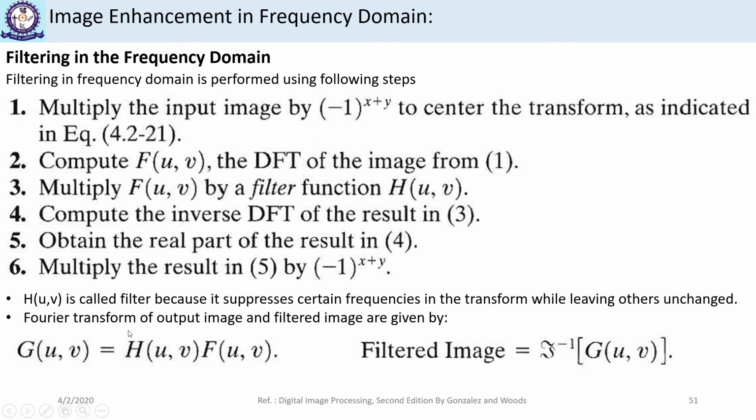Now the Fourier transform of the output image is given by this. So this is the Fourier transform of the input image multiplied by the filter function, and we get the Fourier transform of the output image. And if I want to find the output image, the filtered image, it will be the inverse Fourier transform of this. So these are the 6 steps we follow to perform frequency domain filtering on an image.